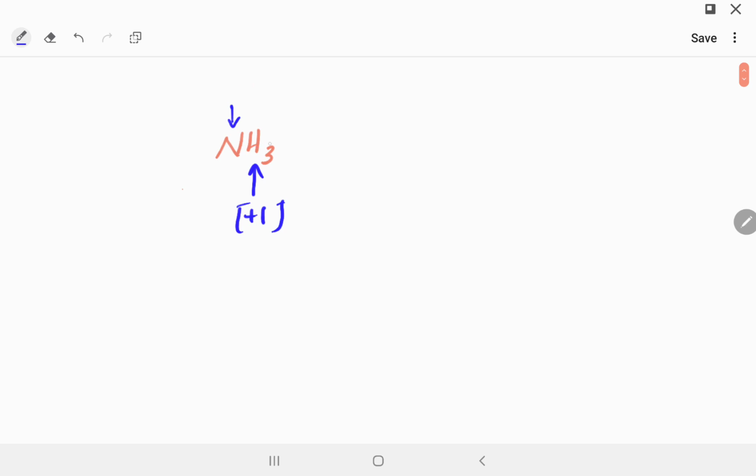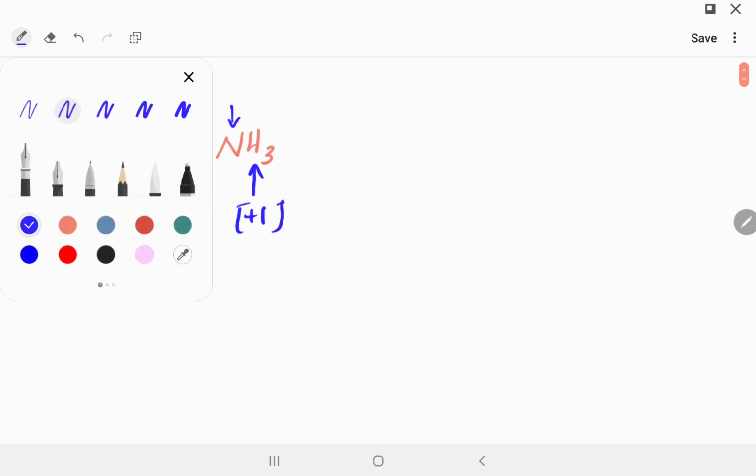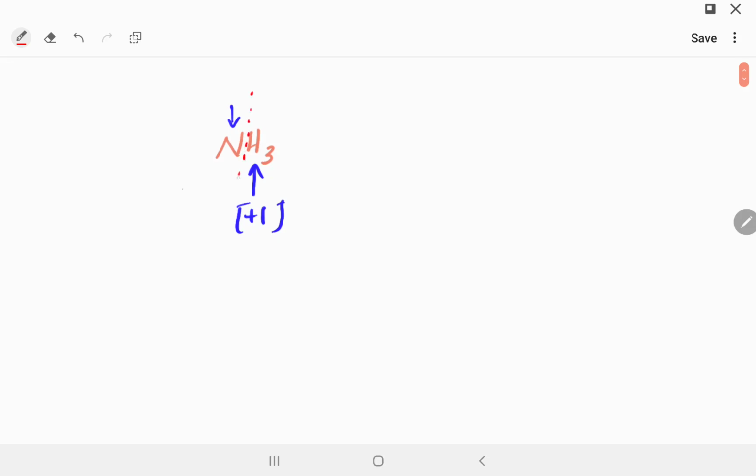All right, you have 3 hydrogens, so the hydrogen side is +1 times 3, which is +3. So what should nitrogen be? The sum of oxidation numbers should be 0. So if the hydrogen side is +3, nitrogen should be what? -3. You guessed it correctly. You don't have to do all those equations to figure this one out.